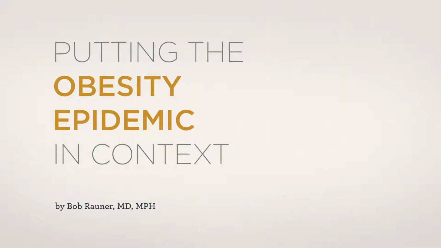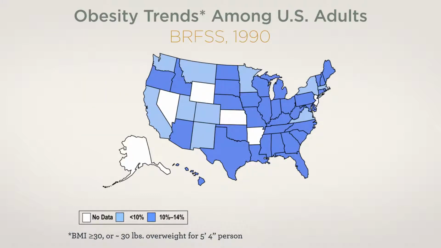We're going to talk about putting the obesity epidemic in context. Some slides you're going to see here basically come from the CDC. This is 1990, when people first started thinking about following the obesity epidemic. You'll see that some of the states' obesity rates are 10 to 14%, some less than 10%.